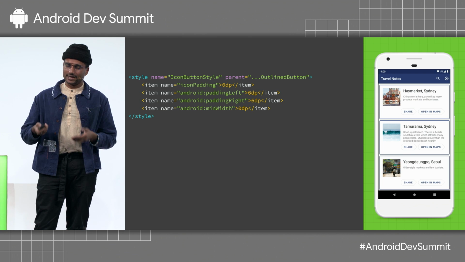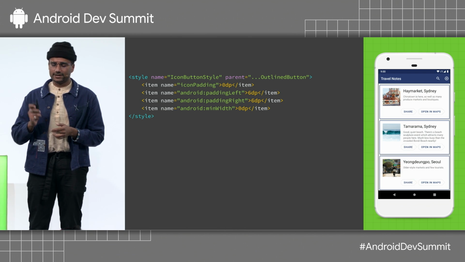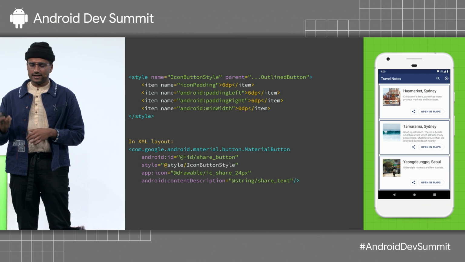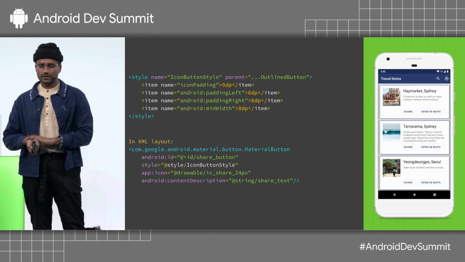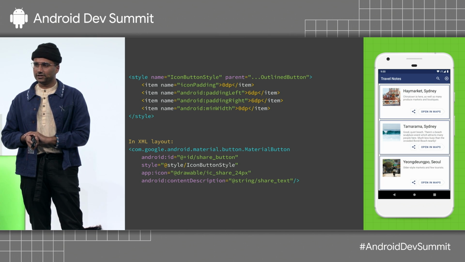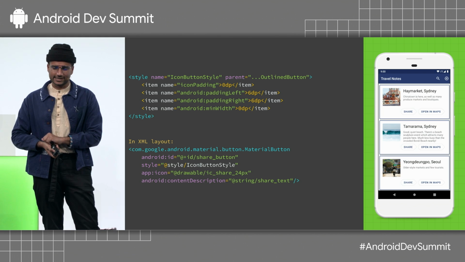And then say we wanted to have some icon buttons. You would define this icon button style, set the paddings and min widths as you want, and then apply this to your button directly in the XML, as well as setting that icon and content description. And then you have the share icon button instead of that share text button.